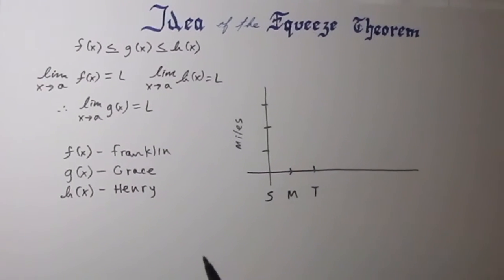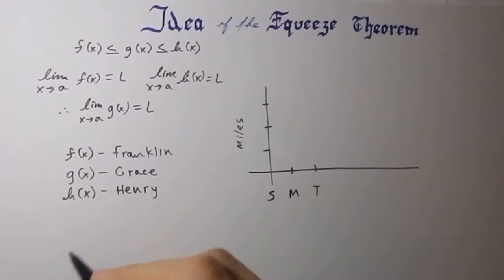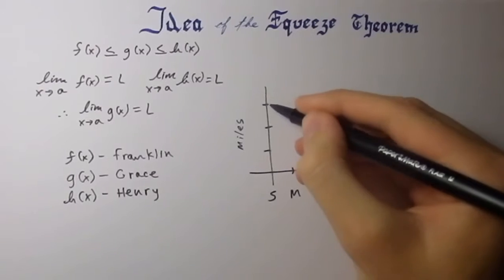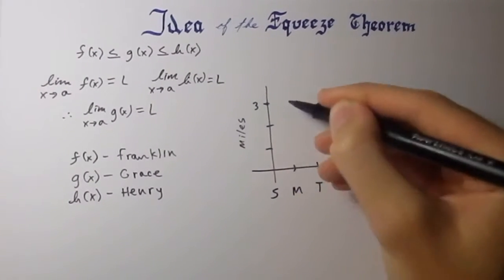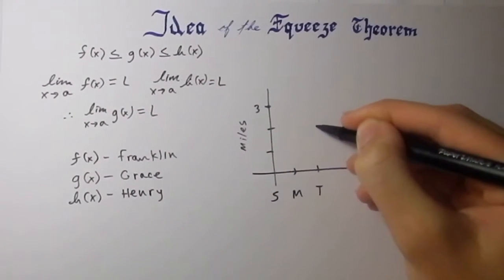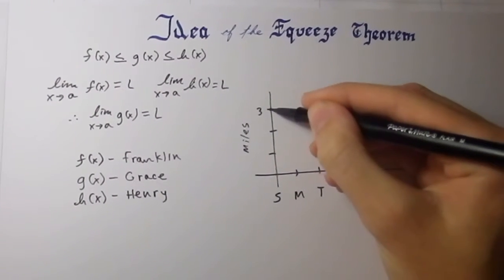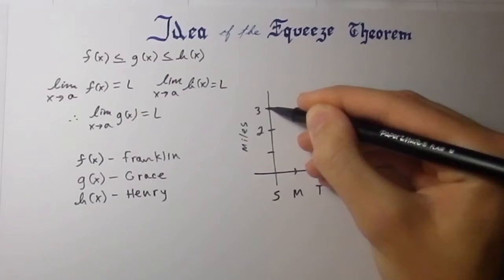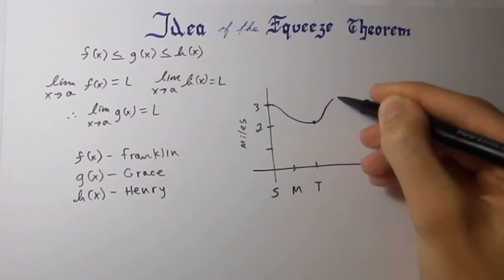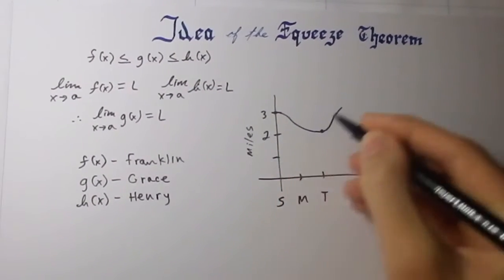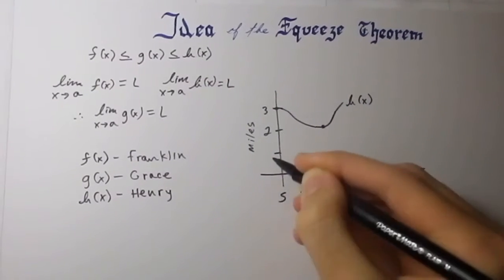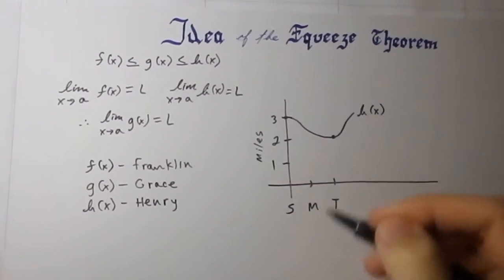So let's say that Henry starts running 3 miles on Sunday, but by the time Tuesday comes, he runs 2 miles, and then he picks up the pace. So this is Henry, how much he runs.